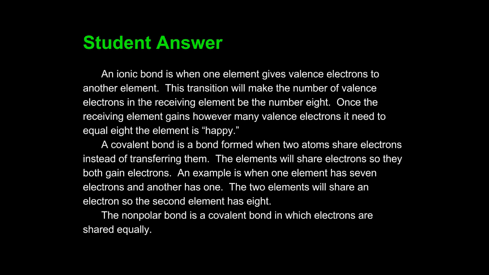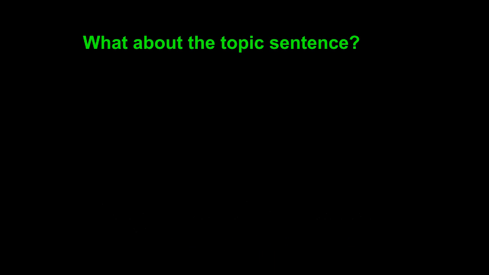This answer demonstrates quite a bit of strength. Three subjects leads the writer to three paragraphs. And even though that last paragraph is rather short, the first two provide quite a lot of detail. This student writer obviously knows what he's talking about. However, we should identify one problem. What about the topic sentence? A topic sentence should embrace the entire writing, and unfortunately, this student has none.